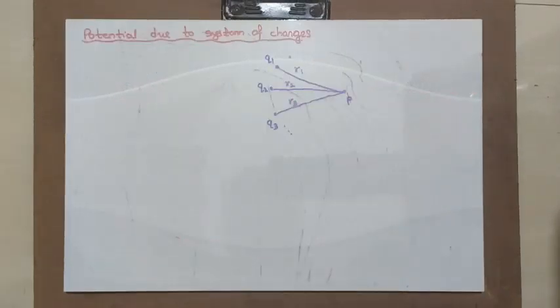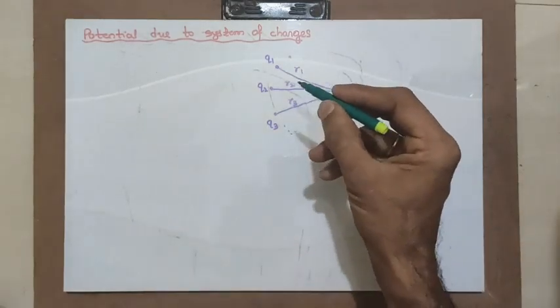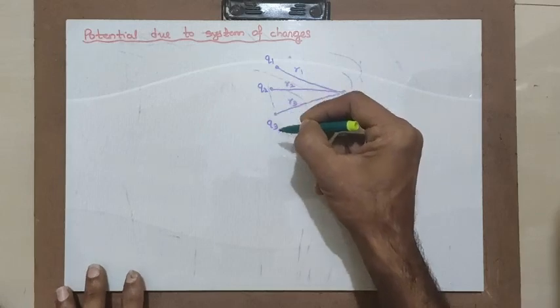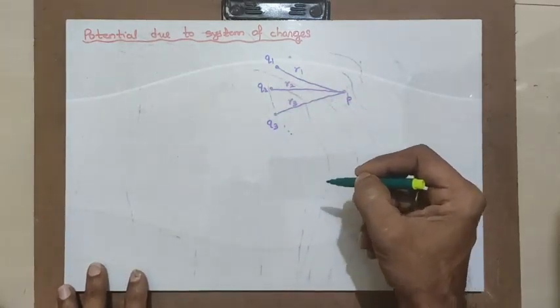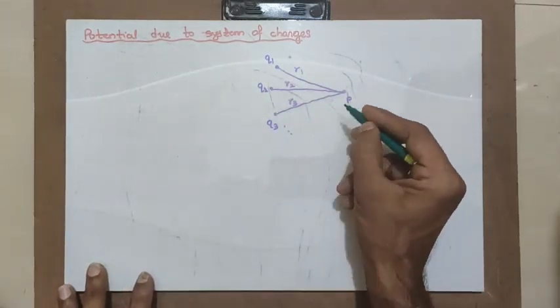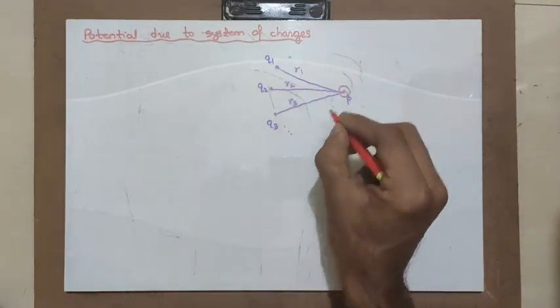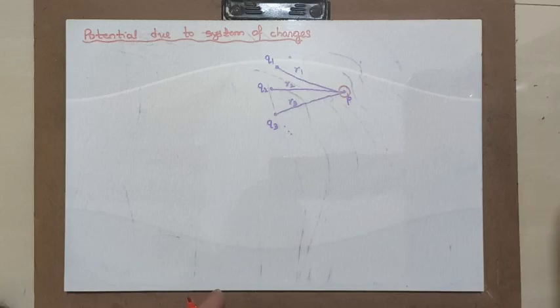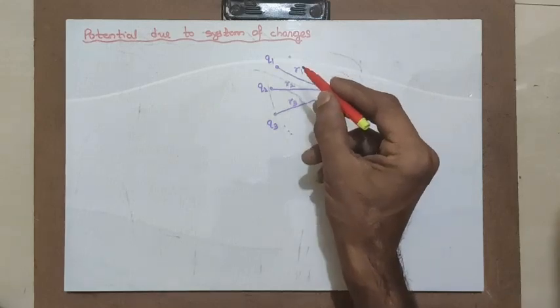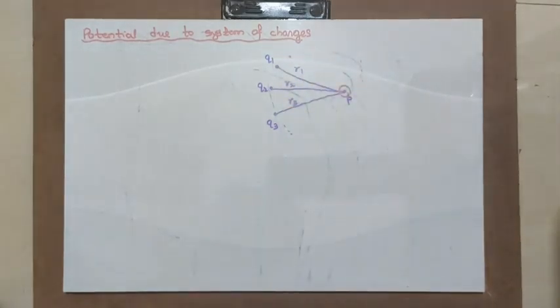Let us see potential due to system of charges. System of charges means many charges like Q1, Q2, Q3, Q4, etc. are kept at different points. You are finding out the potential at point P. It is very simple. You have to apply the superposition theorem. That means the total potential at point P is due to potential because of individual charges.